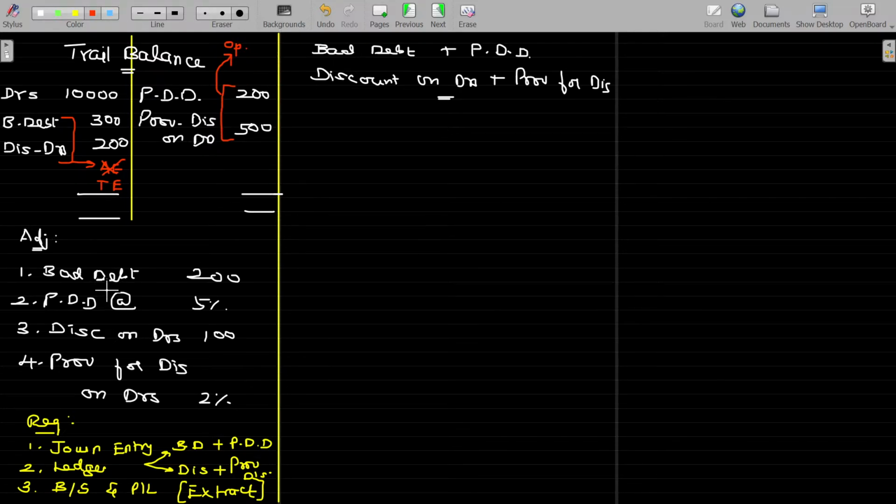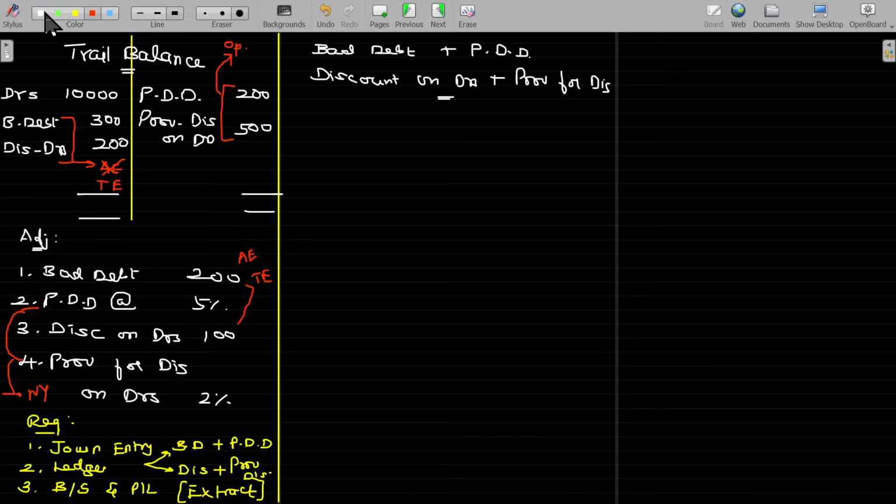Whatever is available in the adjustments, where bad debt and discount on debtors are concerned, these two again we have to adjust with the debtors. So this will first be passed as an adjustment entry and then as a transfer entry. And then the PDD as well as the provision for discount on debtors given in numbers 2 and 4 are meant for the next year's requirement. Okay, next year's requirement. Is that clear?